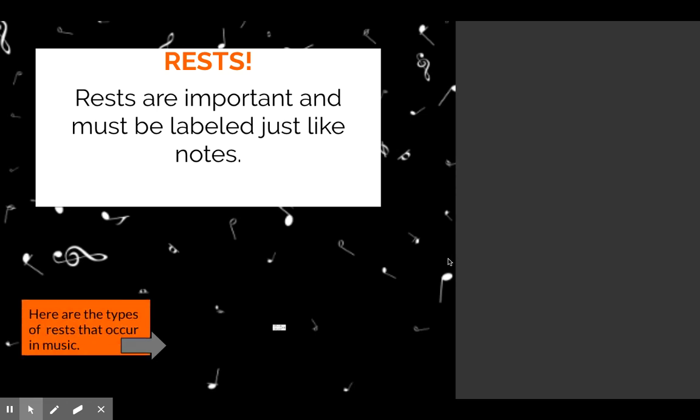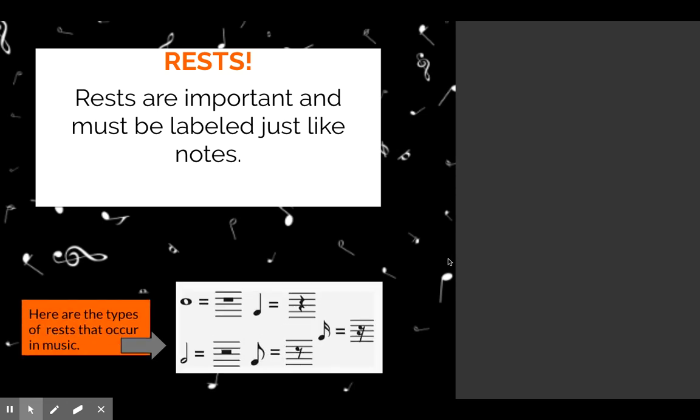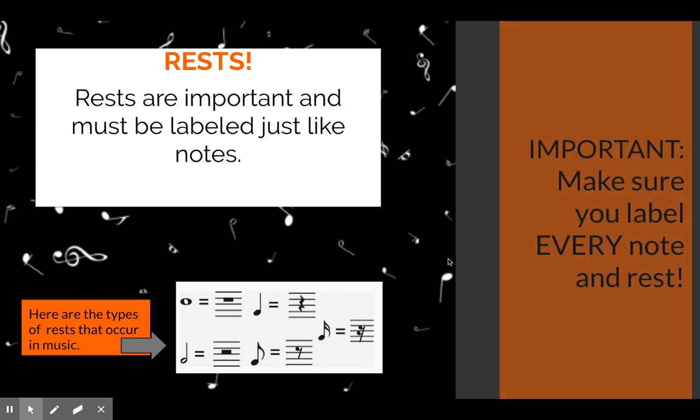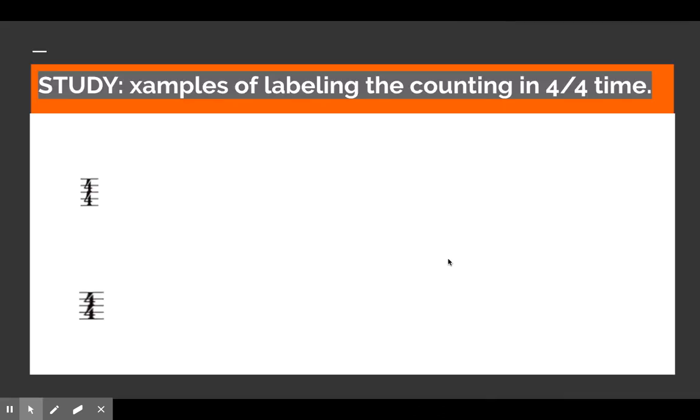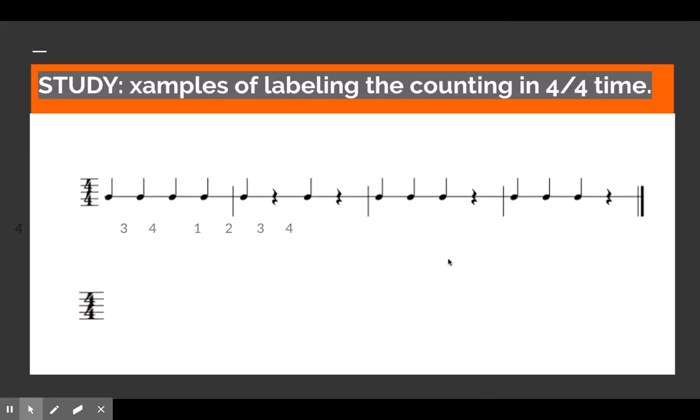Rests are really important. They must be labeled. Here are all the different types of rests that occur in music. Make sure you label every note and rest. So study these examples. In 4/4 time, you'll notice all numbers are represented: 1, 2, 3, 4, even if there is a rest.